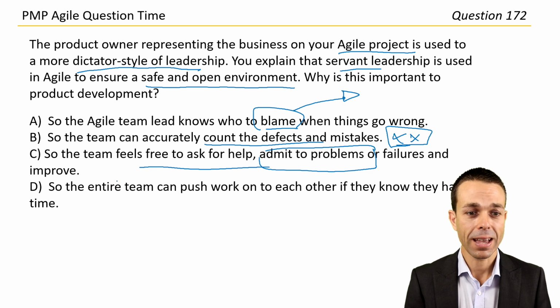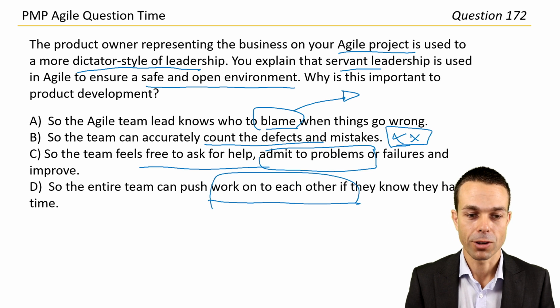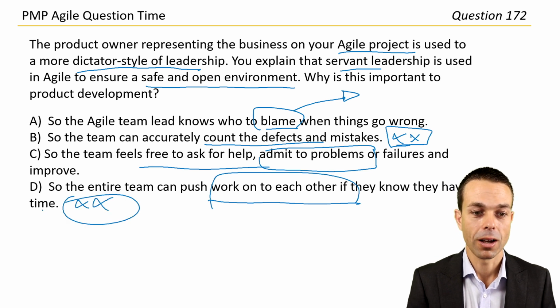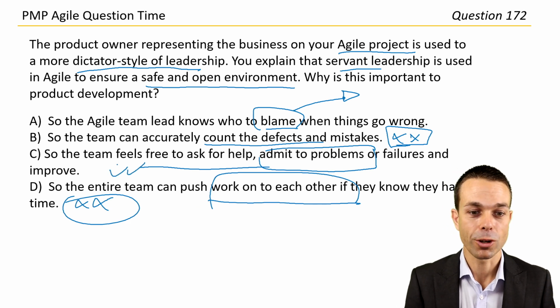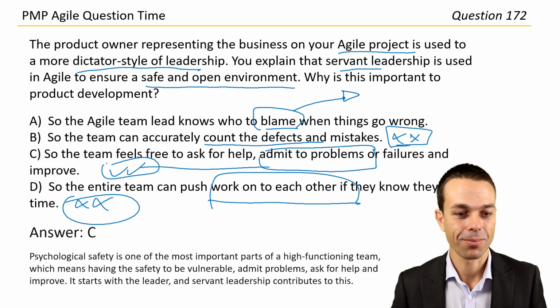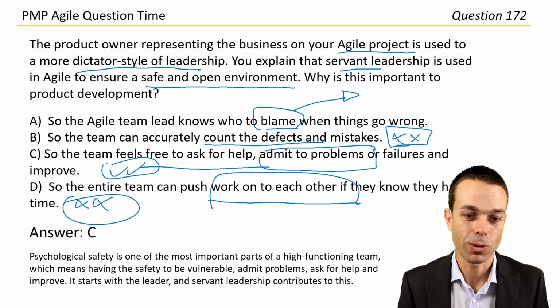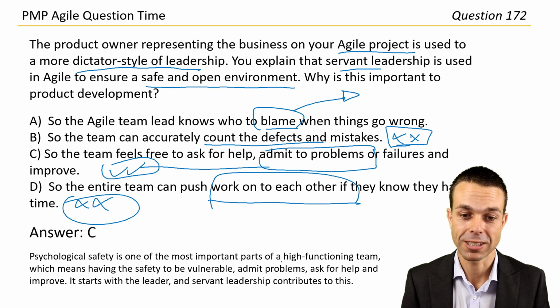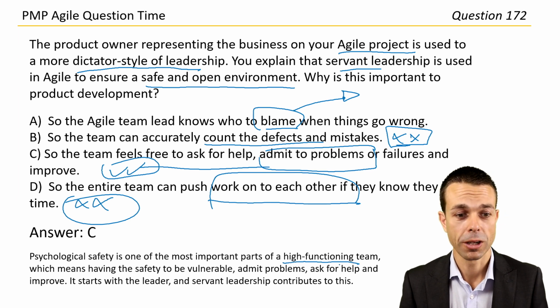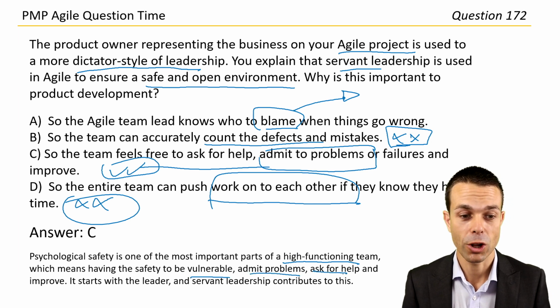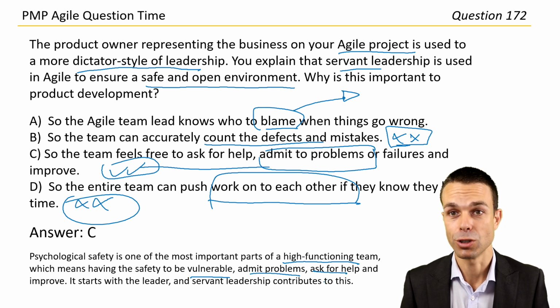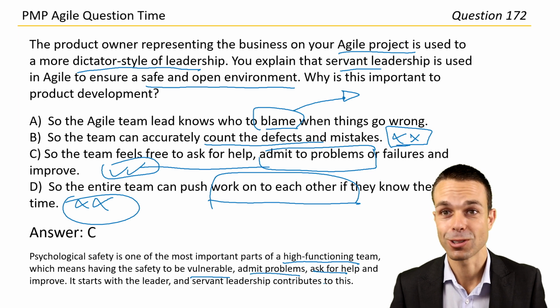And last one, so the entire team can push work on each other if they know they have time. Again, not necessarily. We have the Kanban board so everyone can see where the work is, and it's transparent as well. So I think the correct answer for us is answer C. Psychological safety is one of the most important parts of a high-functioning team, and this is so true, which means having the safety to be vulnerable, admit to problems, ask for help, and improve. It starts with the leader, and servant leadership contributes to this. And that's just a great way to put it.